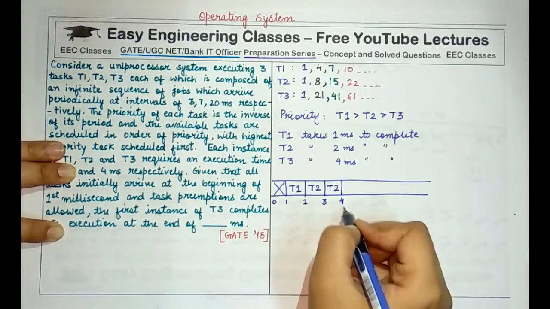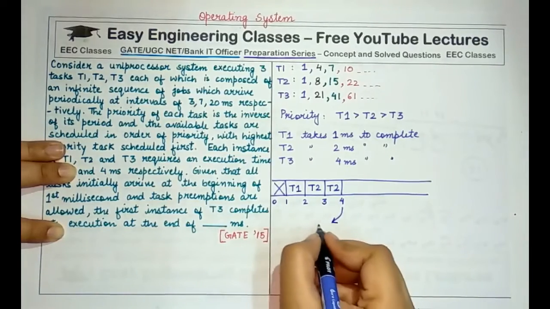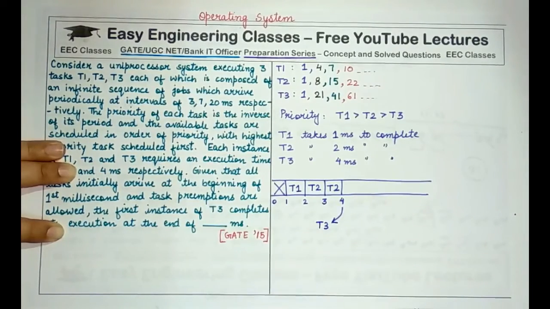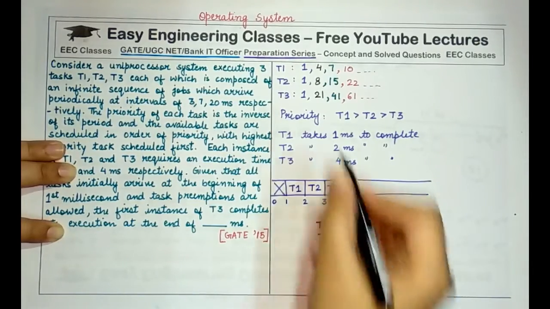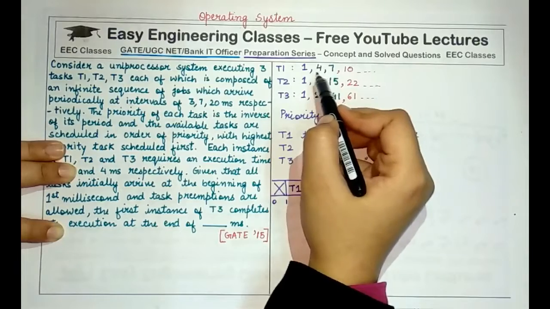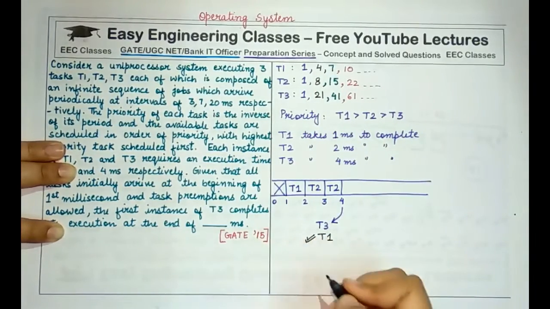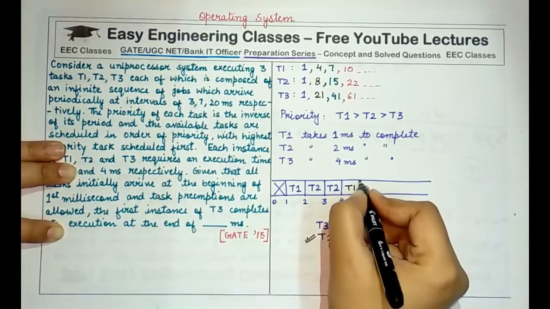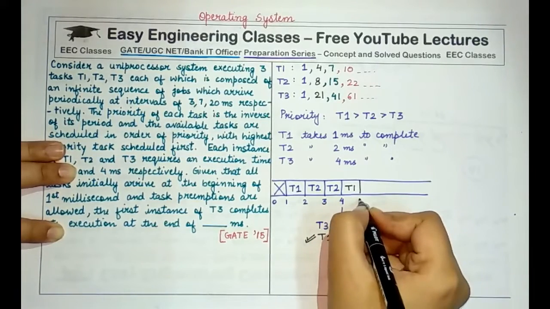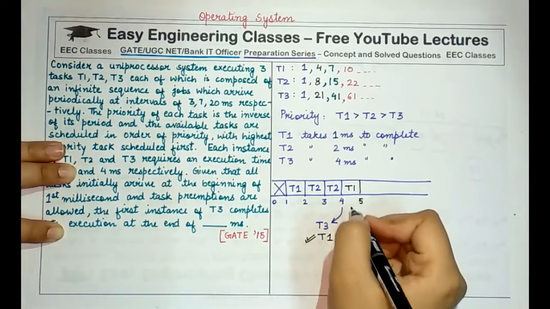Now what happens at 4 milliseconds? At this point in time, the first instance of T3 is available as well as the second instance of T1. The second instance of T1 arrives at 4 milliseconds, but since T1 has higher priority than T3, we'll schedule T1 now. The second instance of T1 again completes in 1 millisecond. That means at 5 milliseconds it has completed.